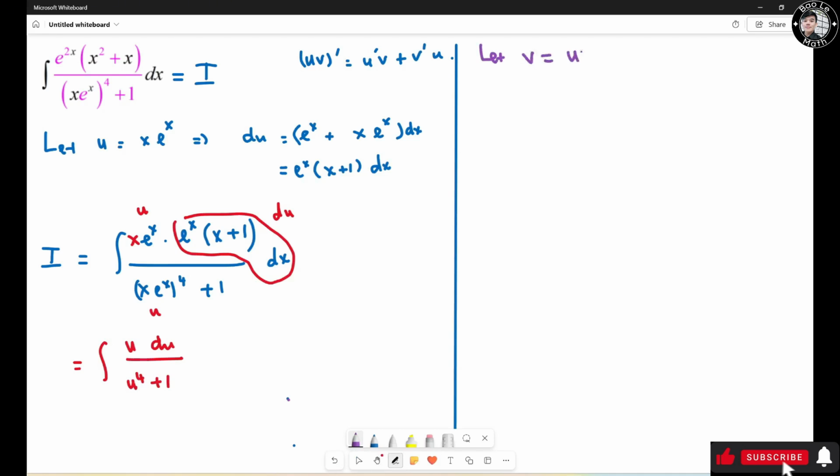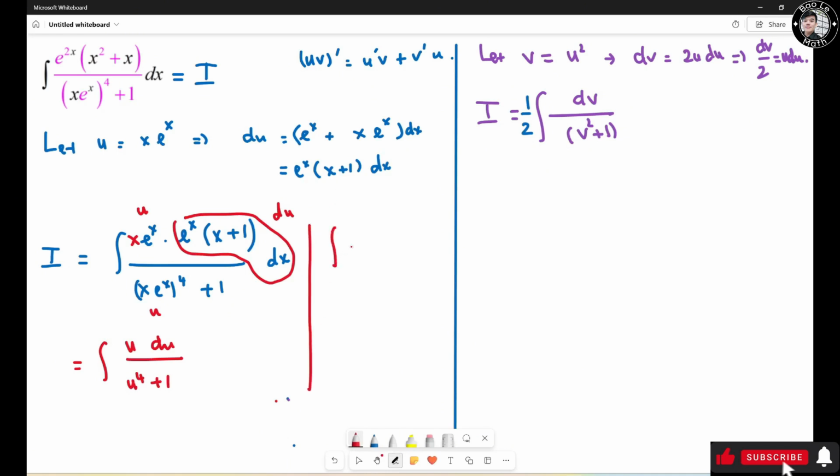v be u squared. Then dv equals 2u du, right? So then dv divided by 2 equals u du, right? Now I'm going to substitute back over here, so I becomes the antiderivative of dv over 2 times (v squared plus 1), right? Now I bring 2 to the front, so it's going to be 1/2 here, right? Now you have the formula: antiderivative of ds over s squared plus 1 is going to be tangent inverse of s plus c, right?